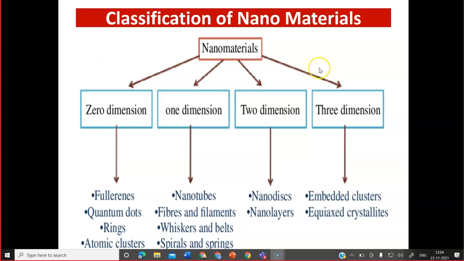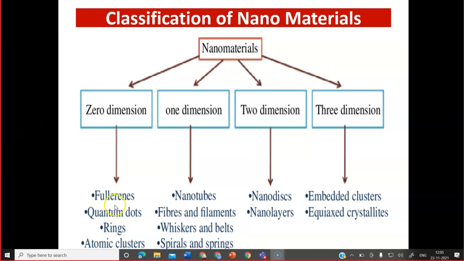Okay. So nanomaterials can be classified into four main classes, and there are also types of nanomaterials, but this classification is based on the dimension. So 0 dimension, 1 dimension, 2 dimensions, and 3 dimensions, what we just say 1D, 2D, 3D. 2D means what, 3D means what. So 0 dimension, there is no dimension.